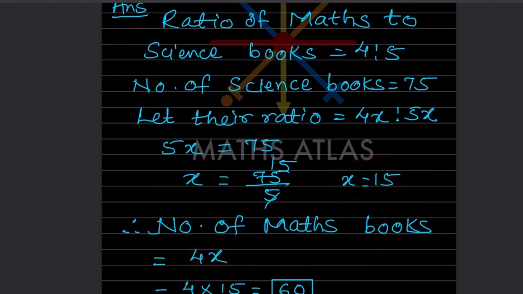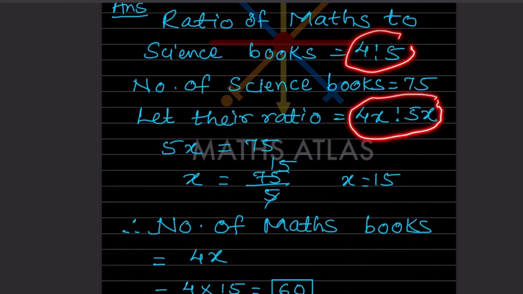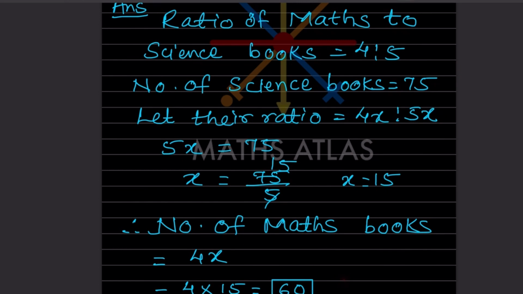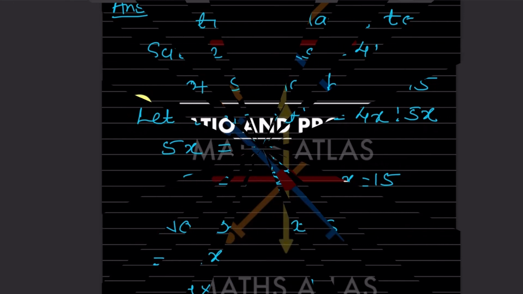So see here, the ratio is given. We just put x for convenience, so it's easy to solve. This is maths and this is science, and whatever number of books is given, that is the science books, that is 75. So we started with 5x is 75. We got the value of x. Once we get the value of x, it is easy to find the number of maths books. We just have to plug it in. Hope this is clear. We have not completed this exercise, but we'll do it in the next video.